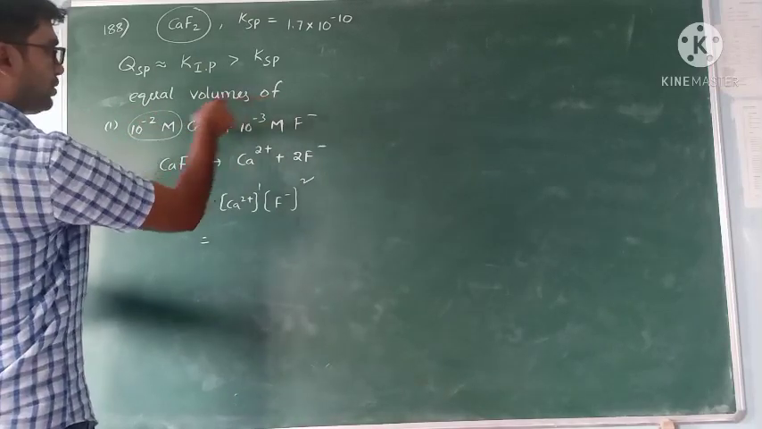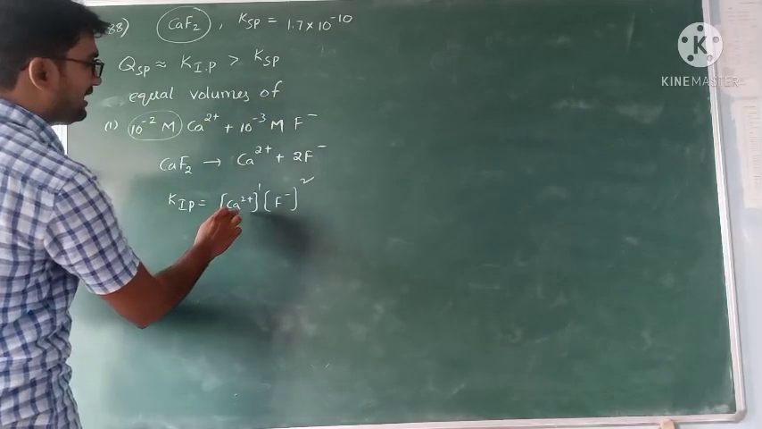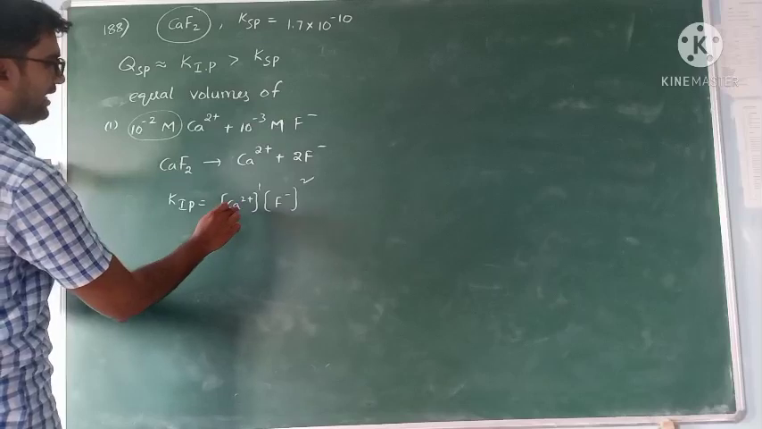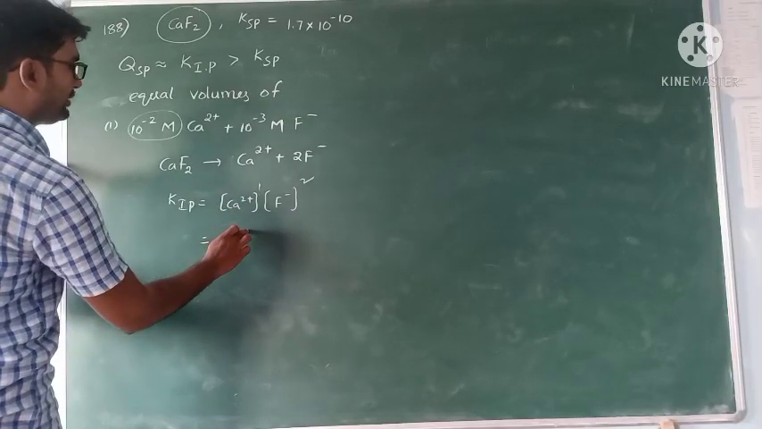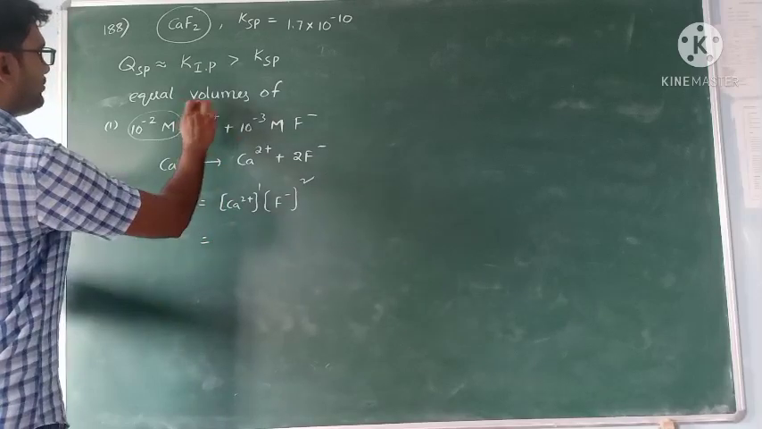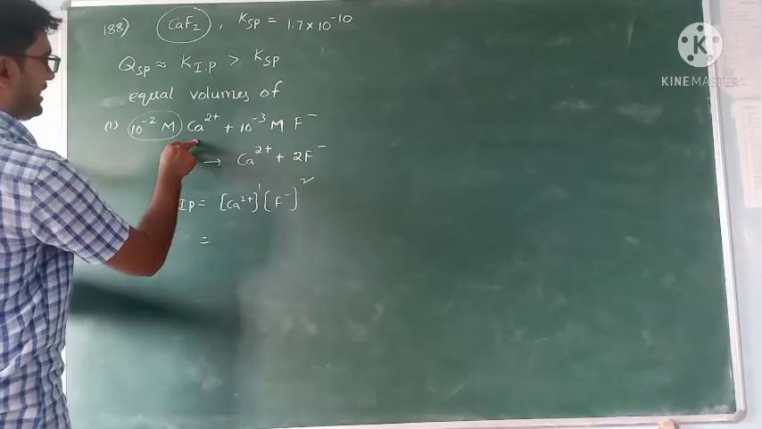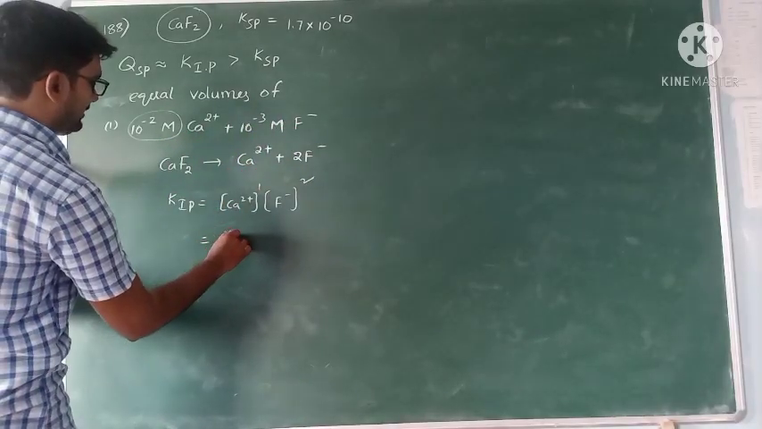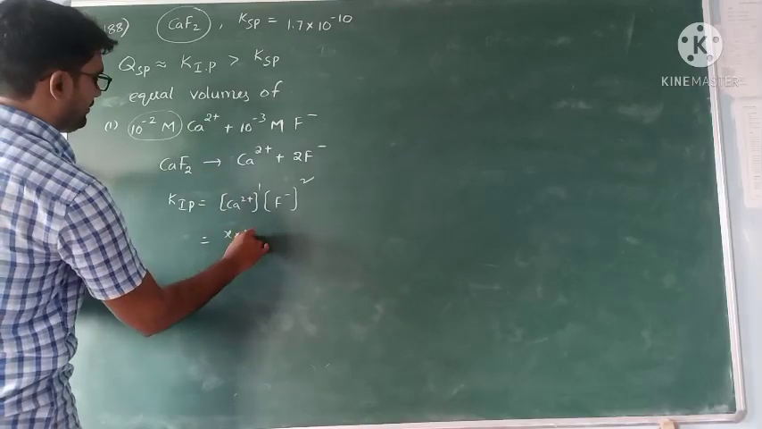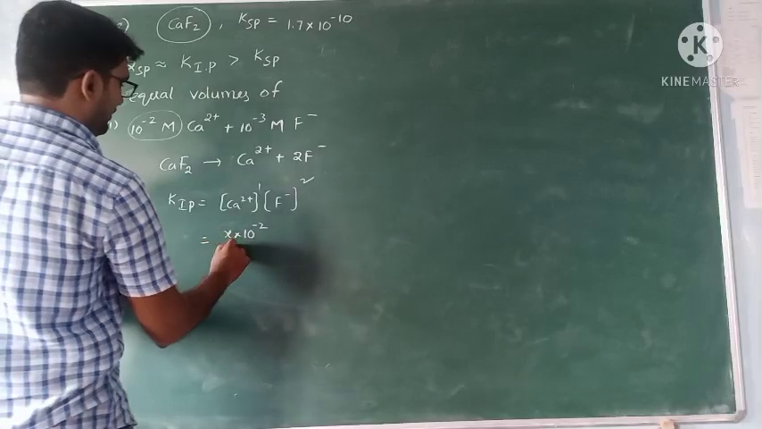But volumes are also given. So for concentration, take the milli equivalence. Milli equivalence means V into M. Volume is equal volume, so volume is taken as X. Ca2 plus has X volume and F minus also has X volume. So X into 10 to the power of minus 2.